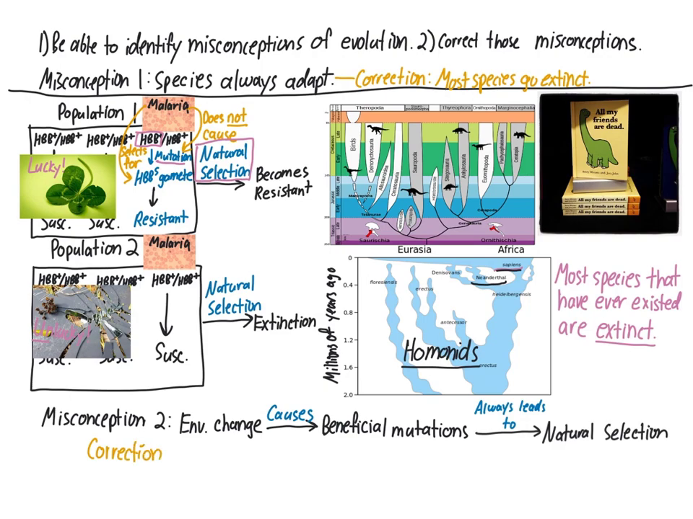to misconception 2 and say that environmental change does not cause beneficial mutations. Beneficial mutations occur randomly and in fact are quite rare. Most mutations have no effect or a negative effect on an organism's fitness.